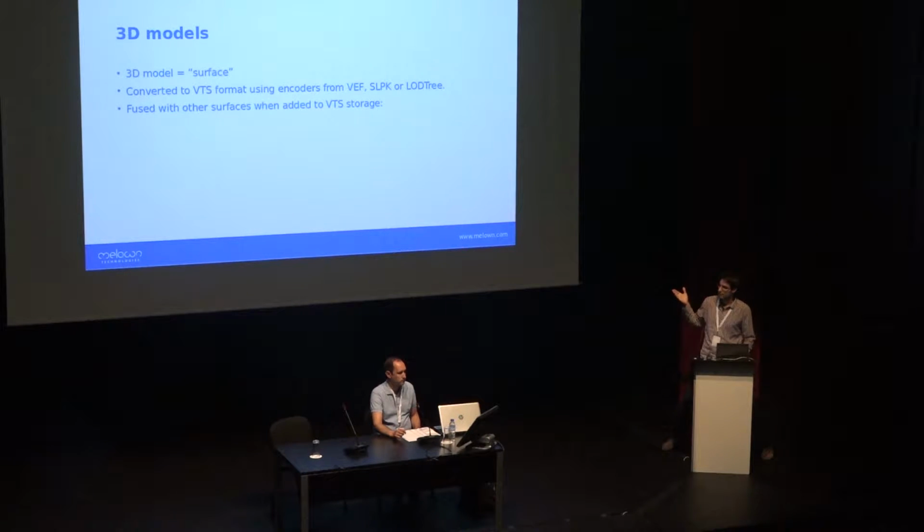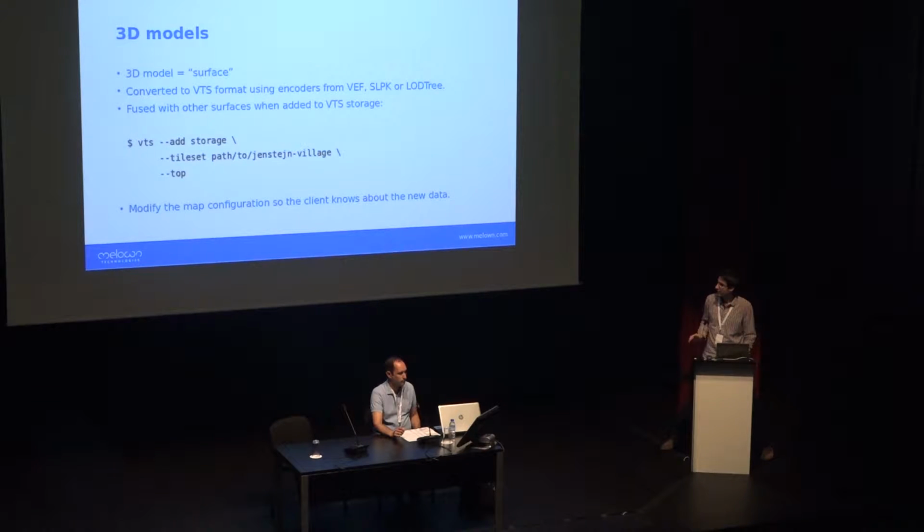And when we convert it, we fuse it with the terrain. This is done by this simple command. We call the VTS tool, add to storage this tile set, the Einstein village, and add it on top, so it will be seen over the terrain. When this is done, it takes a while to generate some other data that the client will use to display both data sets seamlessly.